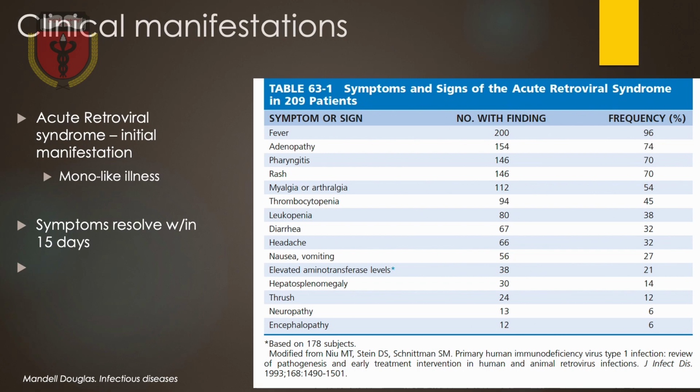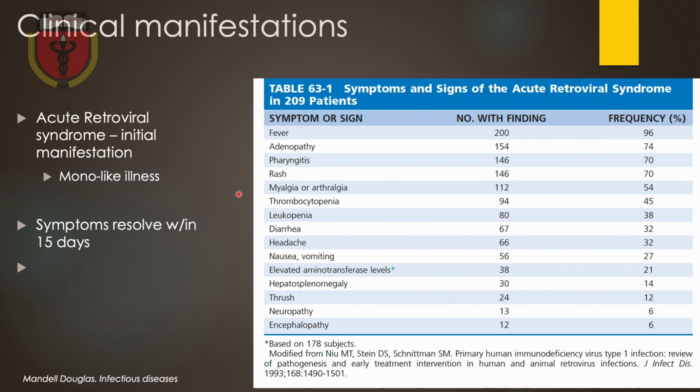That is a very initial manifestation. So acute retroviral syndrome basically starts off with non-specific symptoms like mono-like illness. So mononucleosis, mono-like illness like fever, joint pain, adenopathy, pharyngitis, rashes. So any of these, like mono-like illness, this is the first initial manifestation.